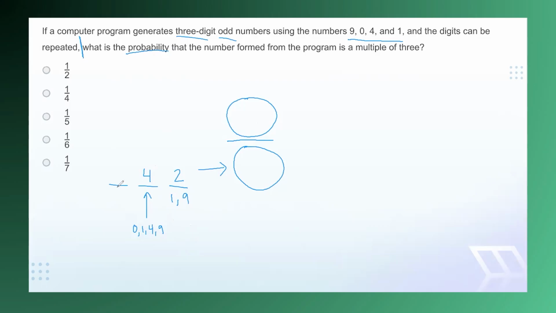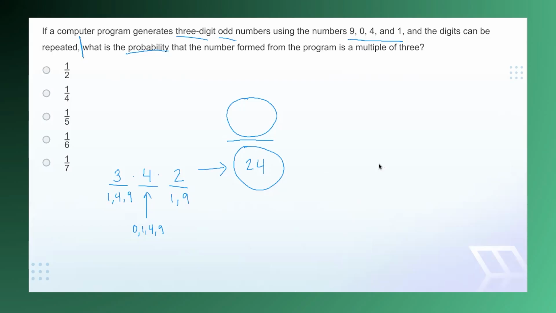Okay, moving on to our first slot. Now we might think that the logic from our second slot applies here, and we're going to have four options again, right? 0, 1, 4, and 9. But just like in the last problem, we need to remember that the first digit of any number cannot be 0, or else we would actually have a 2-digit number when the problem specifies a 3-digit number. So 1, 4, and 9 work here, but 0 does not, giving us 3 options for our first digit. Okay, multiplying that, we get 3 times 4 times 2, or 24 options for our denominator.